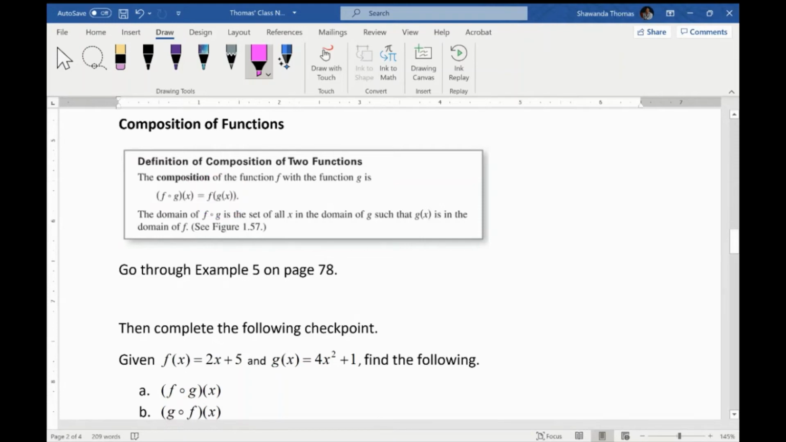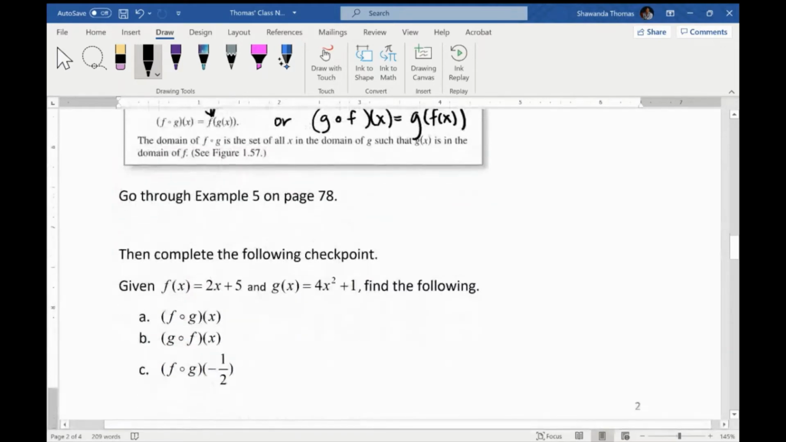The domain of the composition of f of g is the set of all x in the domain of g such that g of x is in the domain of f. If it was written this way, for example, g, a little circle, f, this would mean g of f of x. So if g was first, g would be the outside function. If f is first, f would be the outside function. And y'all see the inside function will be second.